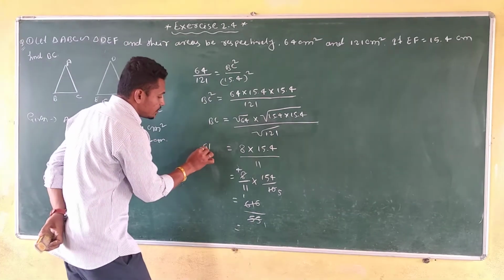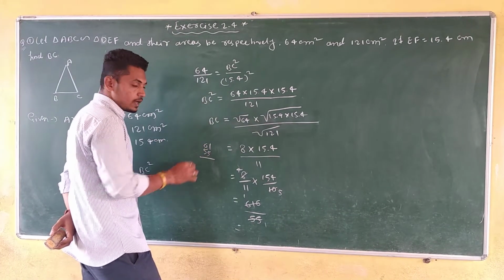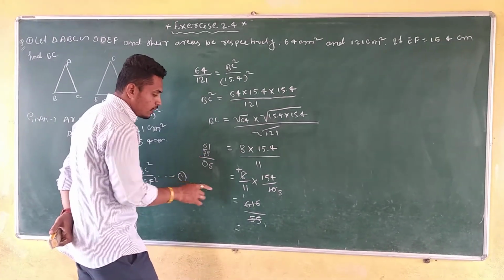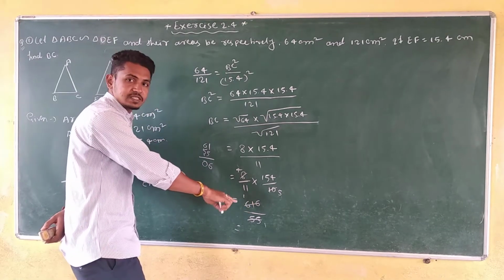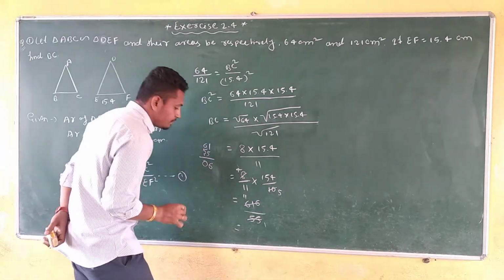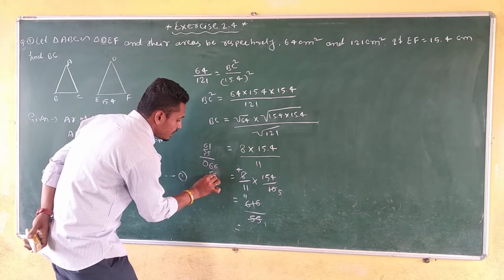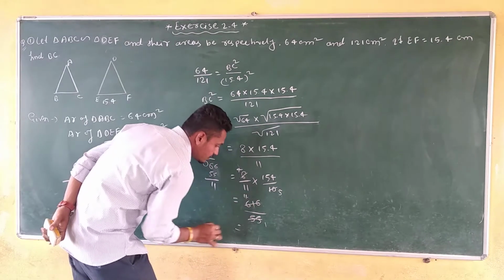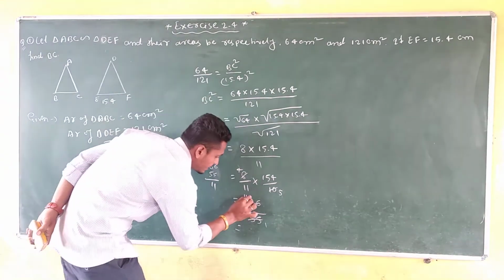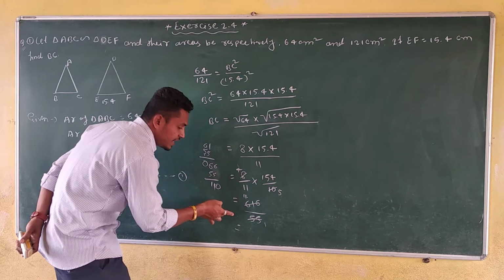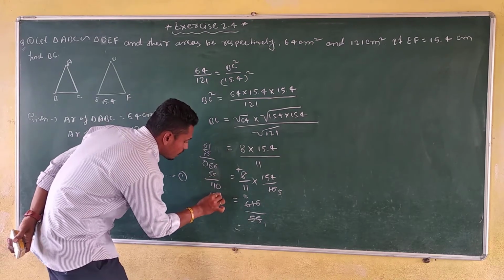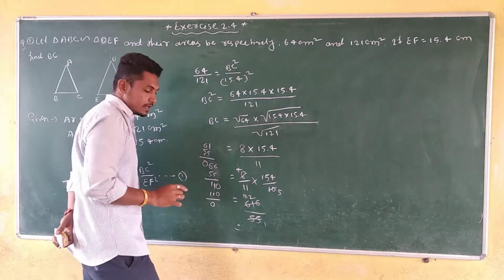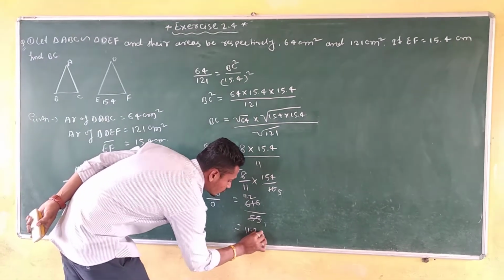Next, 61 minus 55, so 11 minus 5 is 6, 1 carry 0. Now this 6 becomes 66, so 55 ones are 55. Then 55 minus 55. Now take the decimal point and take here 0. So 55 twos are 110 and the remainder is 0. Okay, your answer is 11.2 centimeter.